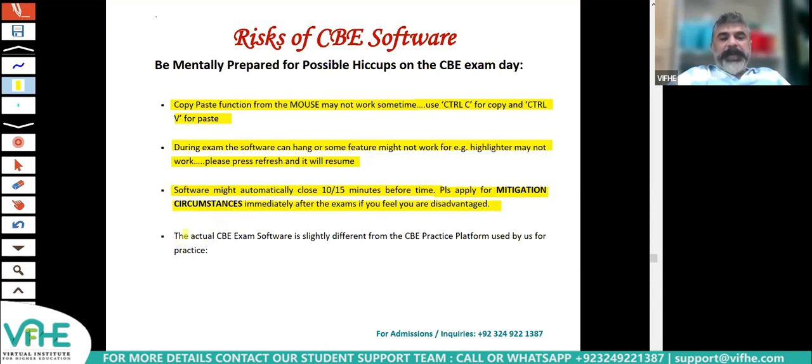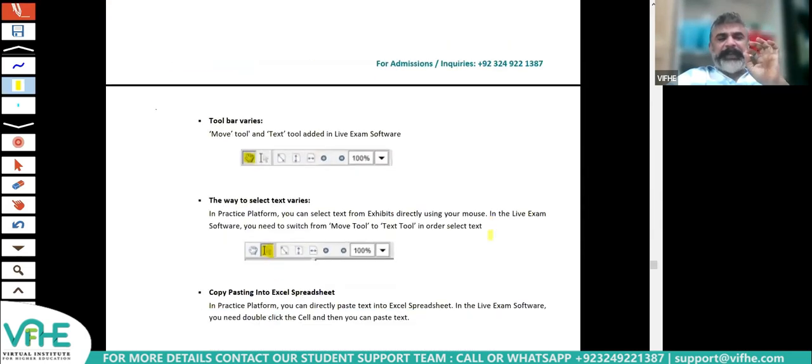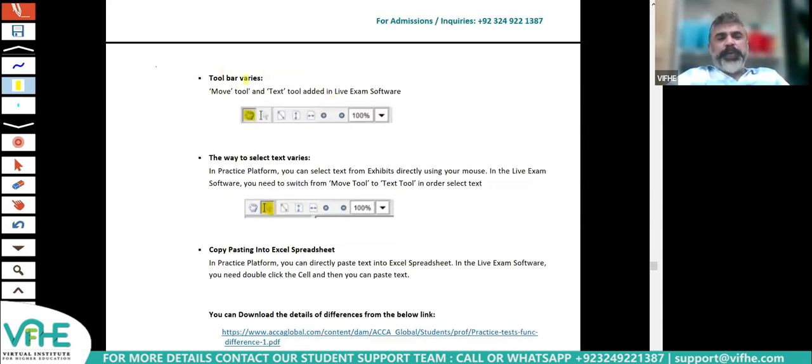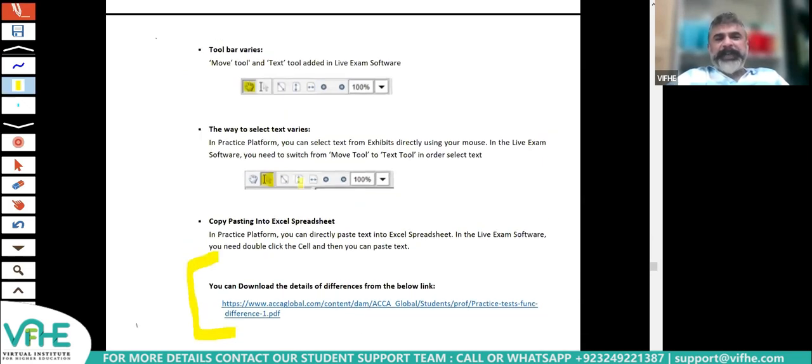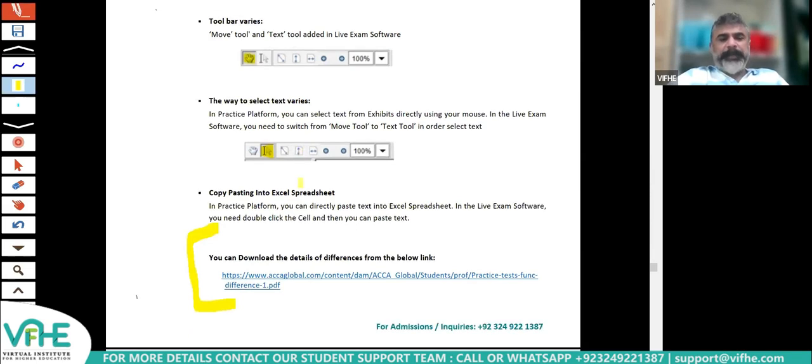The actual CBE platform is slightly different from the CBE practice platform. The practice platform which we are using is slightly different from the actual CB platform in the exam. There are very minor differences, like the toolbar. So just have a look at it. There's a whole video on ACCA's website in which they identify what those minor differences are, but nothing to worry about. As you have already given CBE before in any other subject, it's almost the same.